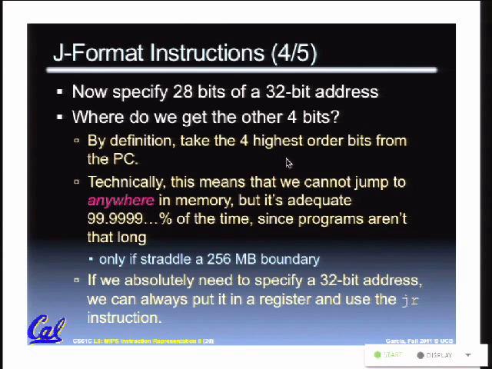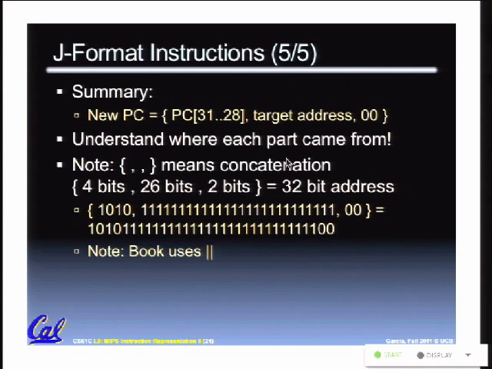So here's a summary. Just a note about your green sheet, that symbol there means concatenation. So if you have commas, it just means that you're putting those bits together. So if it says you have some instructions on how to generate 4 bits, then 26 bits, then 2 bits, and you put them all together with commas, it just means put it all into one 32-bit value.